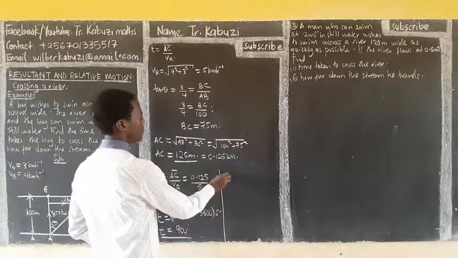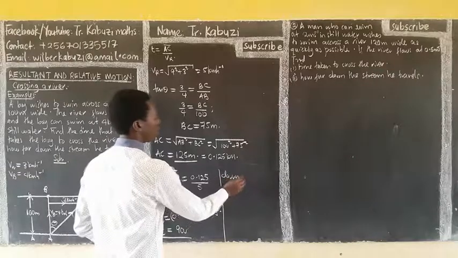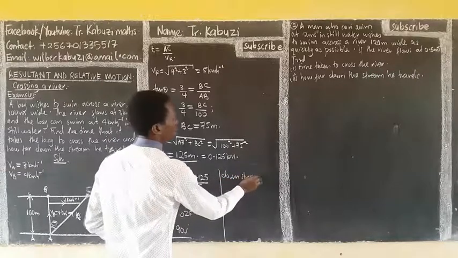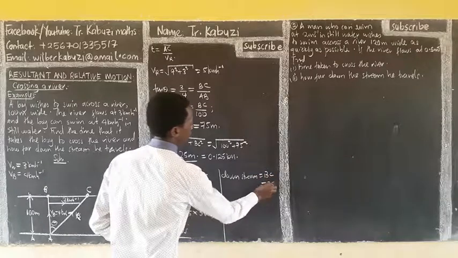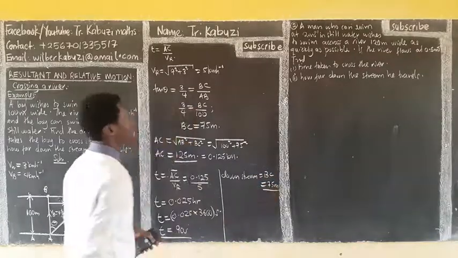So downstream is going to be, according to BC, 75 meters, as simple as that.